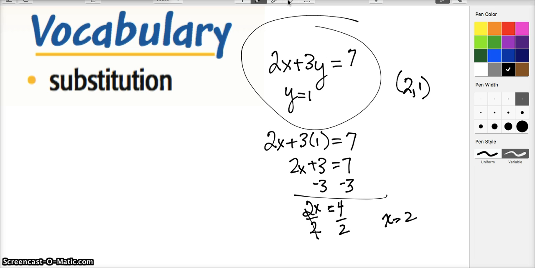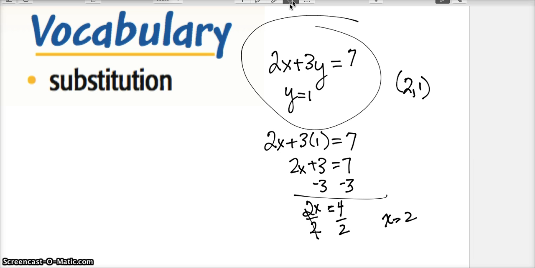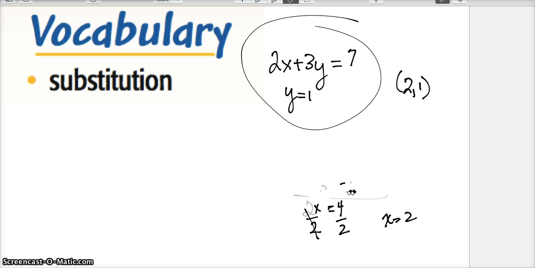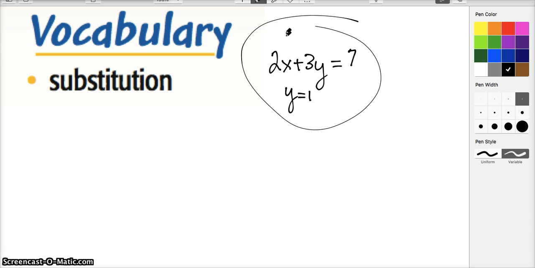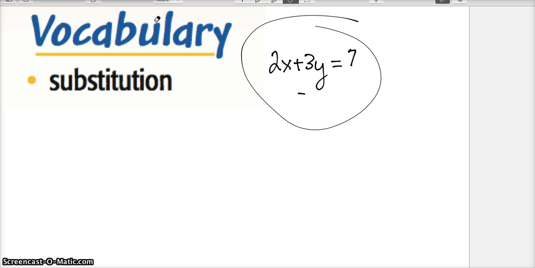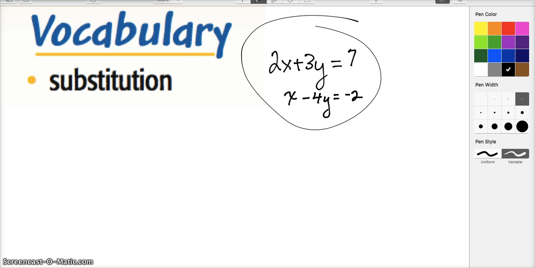You might be looking at this and saying, yeah, that's kind of cheap because I kind of gave you one of the answers already, right? And that would be true. So what if I told you that instead of y is equal to 1, another form of substitution you'll see is that you might have a whole other equation that involves both variables. Let's say you had something like this. So now it's a little bit difficult, but it's the same concept.